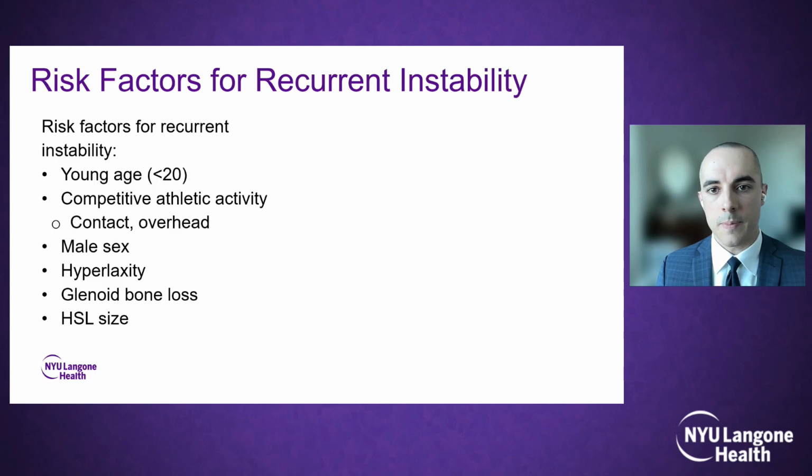And so when evaluating these patients, one of the most important things you can obtain from them is any risk factors for recurrent instability, such as those listed here, whether that's age less than 20, if they participate in a contact or overhead competitive sport, male sex, history of hyperlaxity, both the presence and severity of glenoid bone loss, and the Hill-Sachs lesion size, as these have all been proven to increase patients' risk for dislocation and can help to dictate management.